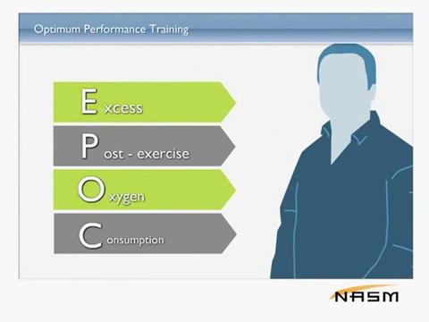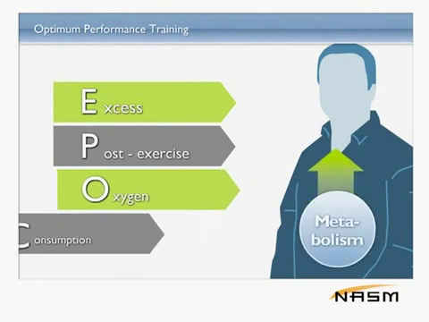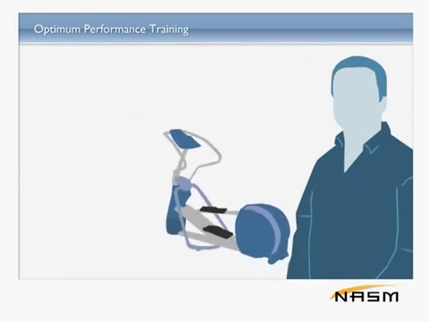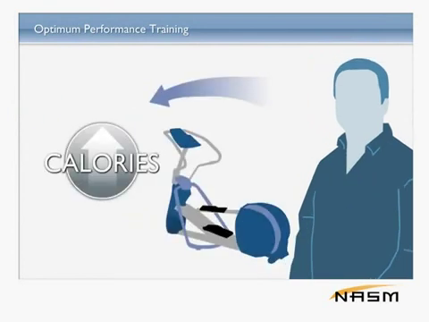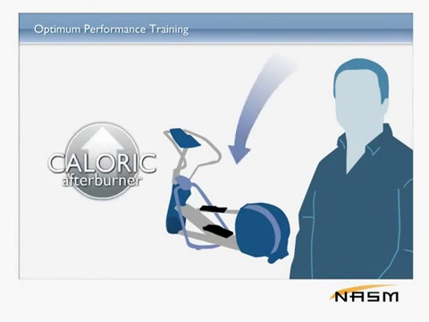Excess post-exercise oxygen consumption is simply the state where the body's metabolism is elevated following exercise. This means that the body is burning more calories following exercise than before the exercise was initiated. Think of it as a caloric afterburner that is caused by exercise, much like a car engine stays warm for a period of time after it's been driven.